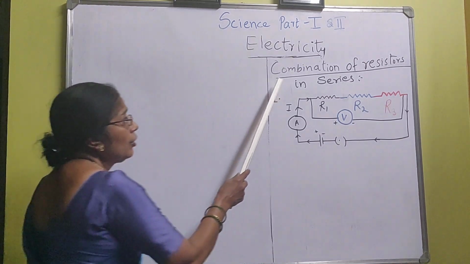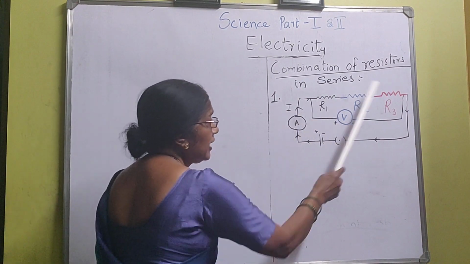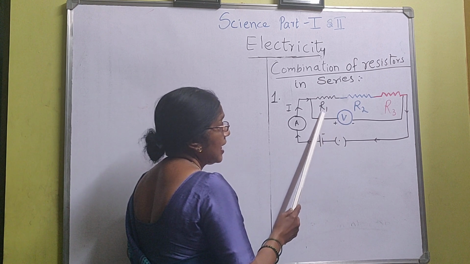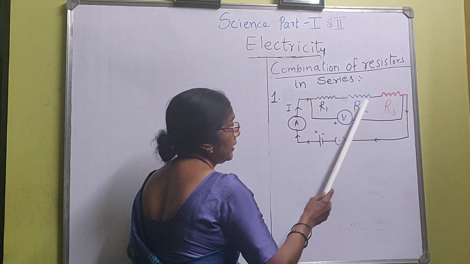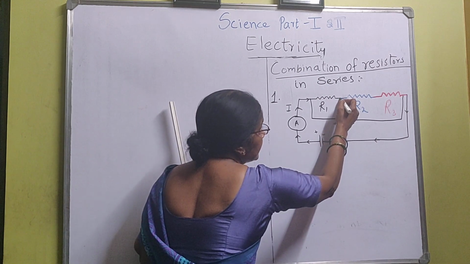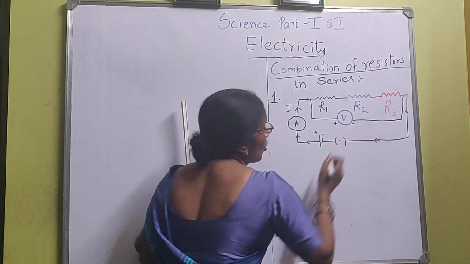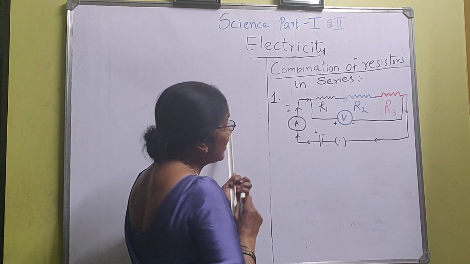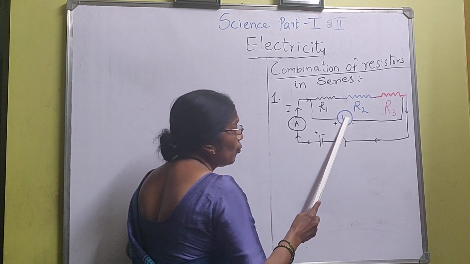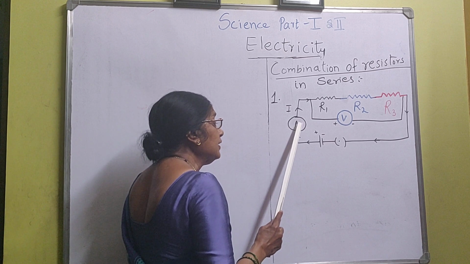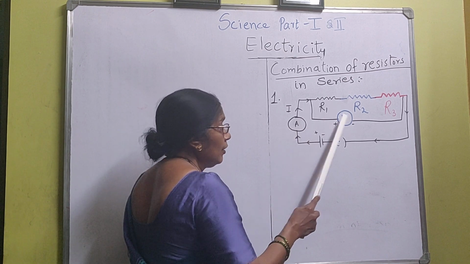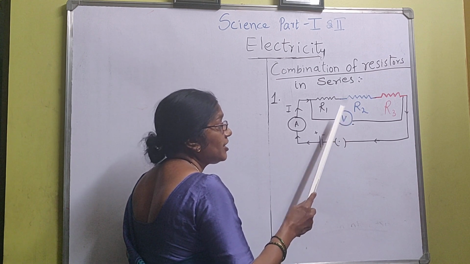Let us see today the combination of resistors in series. You can see here a circuit diagram. Here I have taken 3 resistors R1, R2, R3. They have a single common point over here. You can see this is a single common point, this is a single common point, and they are connected side by side. And it is connected with an ammeter and a voltmeter. You know what the device ammeter is? It measures the electric current. Voltmeter measures the potential difference.